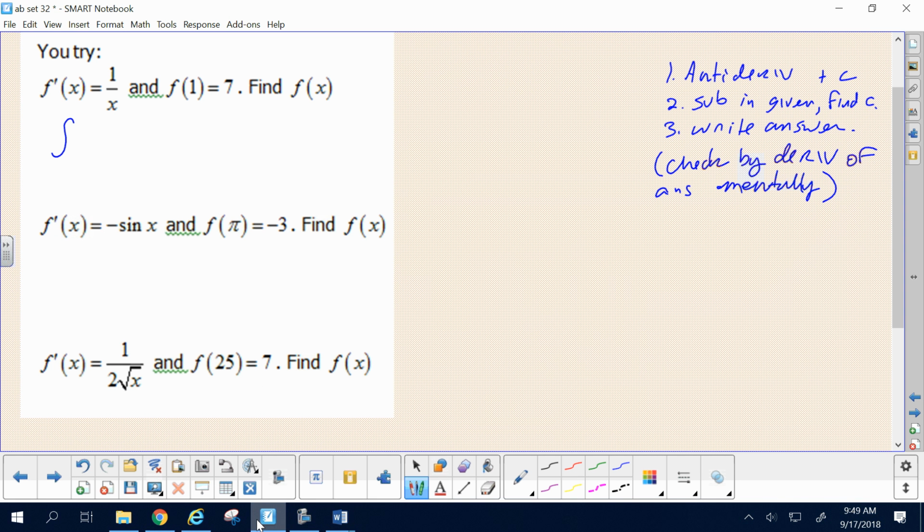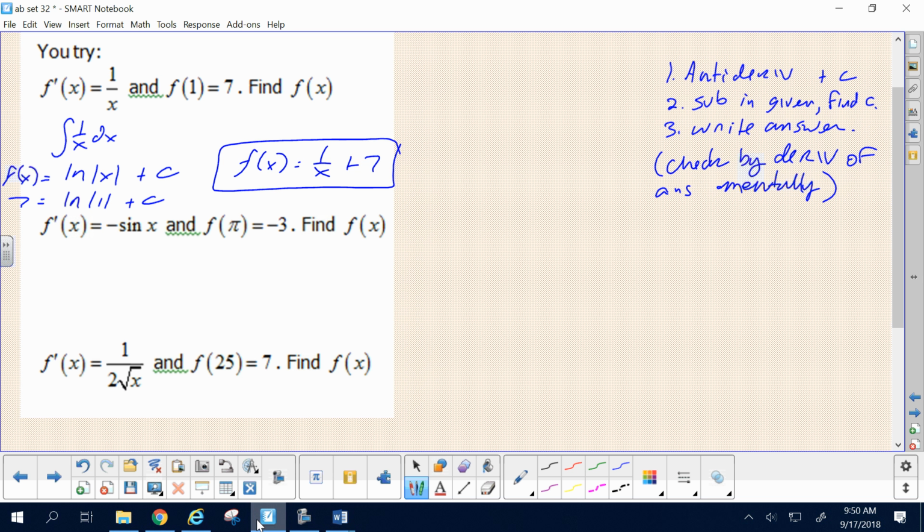All right, so first take the antiderivative of 1 over x, which is f of x equals the natural log of the absolute value of x plus c. Then we substitute in the case of 7 as the function when 1 is the x. What is log of 1? 0. So c is 7, which means the function is natural log of the absolute value of x plus 7. Did you win? Yay.